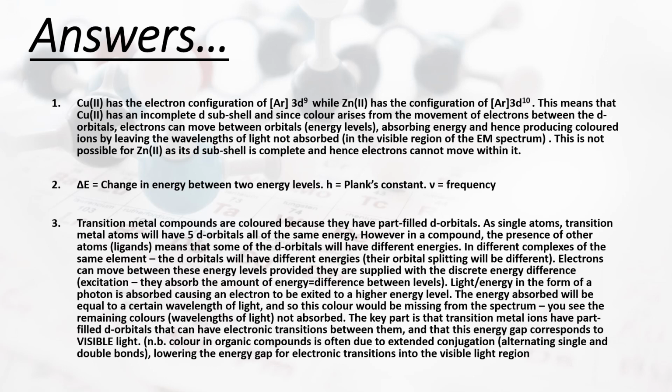If we take our complete spectrum of colour, our white light, essentially the wavelengths of the colours that we absorb in that compound are missing from what comes through. And so we see the remaining colours, the remaining wavelengths of light that are not absorbed.